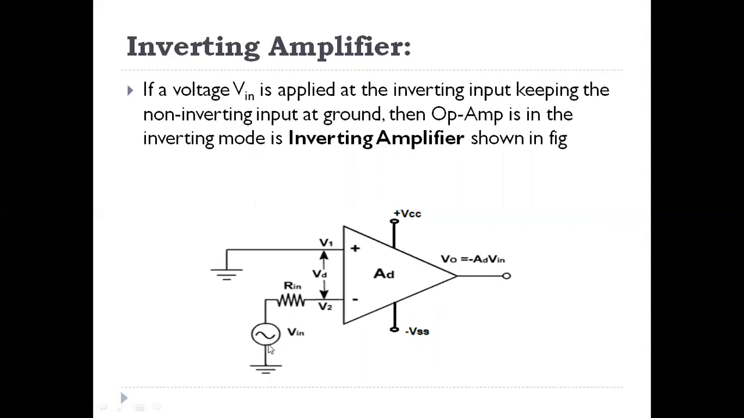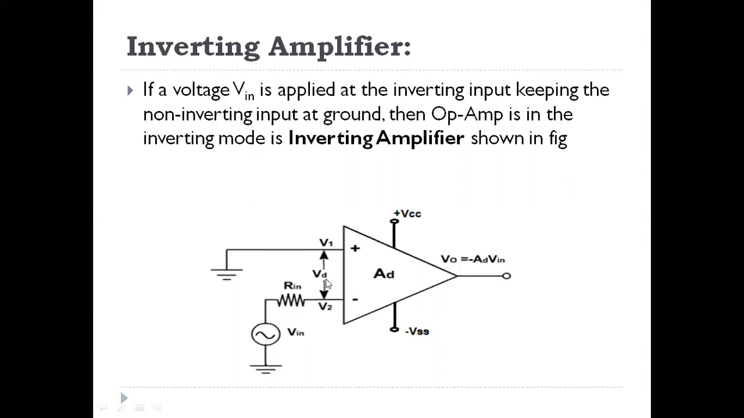So here we have V2 as the input terminal. That means we are applying the input Vin to the inverting terminal of the op-amp, that is V2. And the non-inverting input terminal voltage is V1. Here this terminal is connected to ground, so V1 is equal to 0. And here we are applying some input to the inverting terminal, so V2 is equal to Vin.